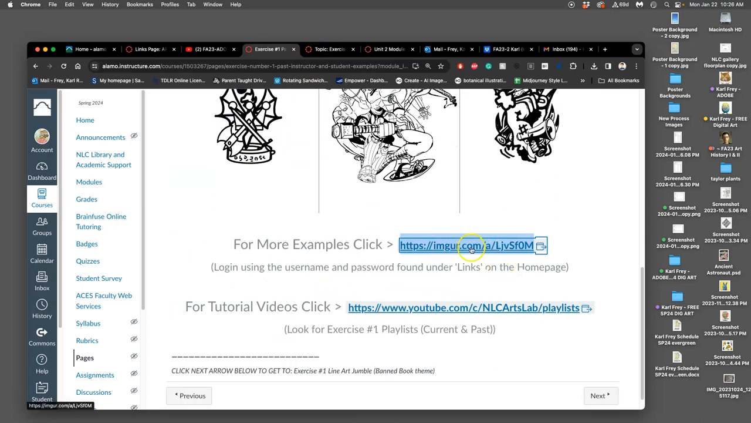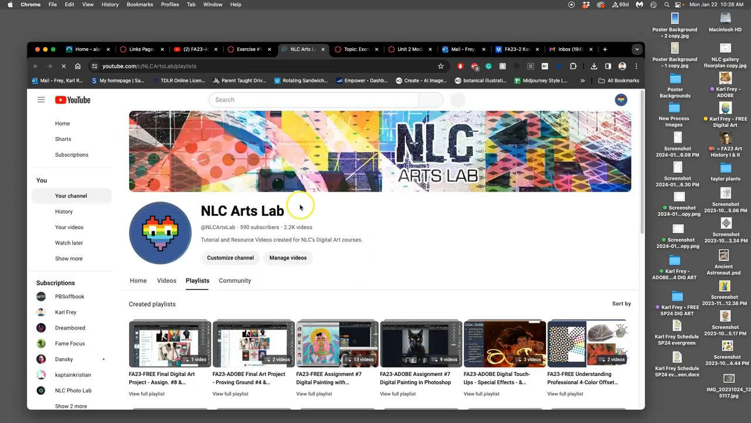You never need to look at the Imgur examples. The ones given within Canvas are plenty, but it can help you kind of increase your ambitions for the project to see what other students have done and are proud of. And you'll only ever include work on your Imgur that you're proud of, that you don't mind future students seeing. Also on this page with past work, it gives you the link to our public YouTube page. And it goes right to the playlist.